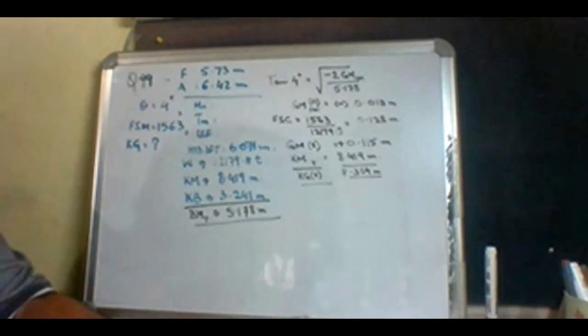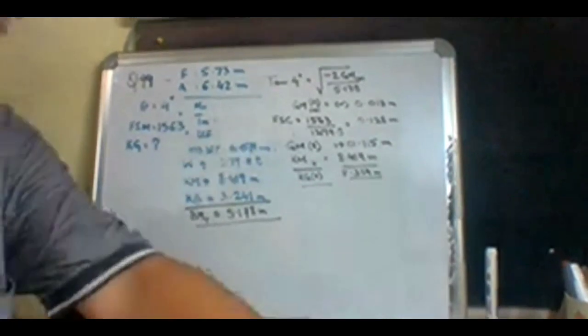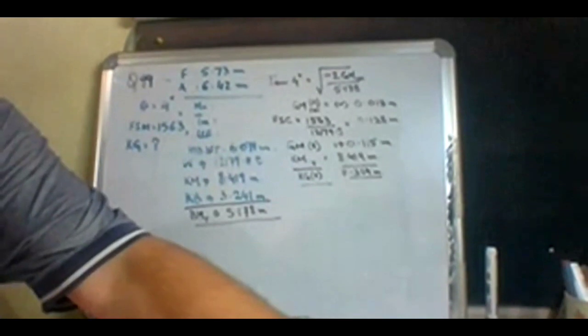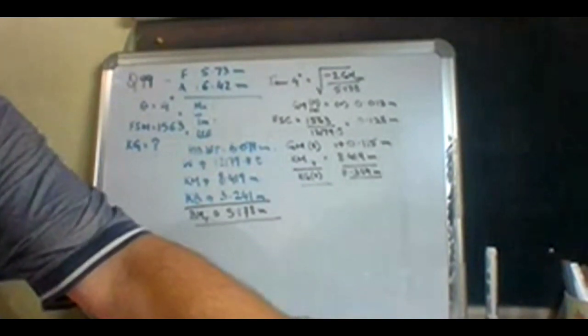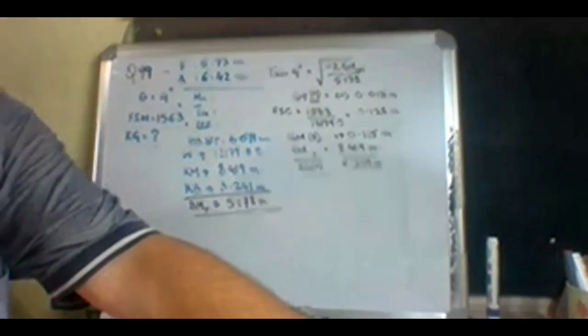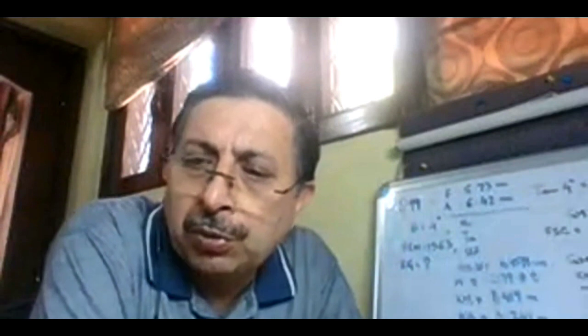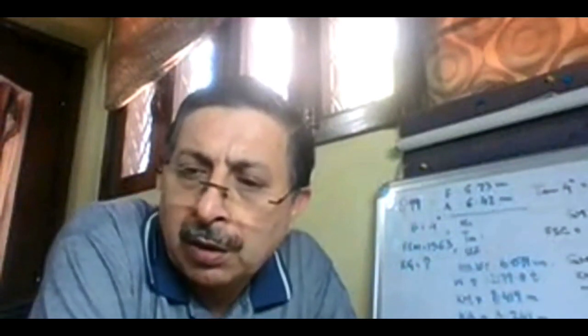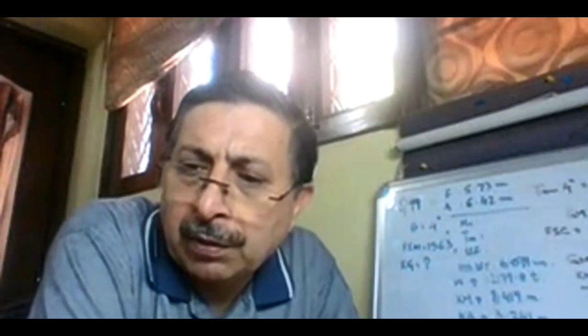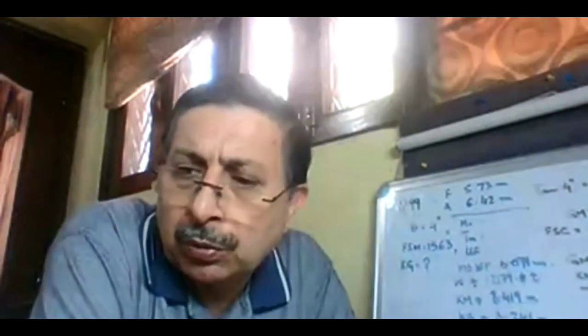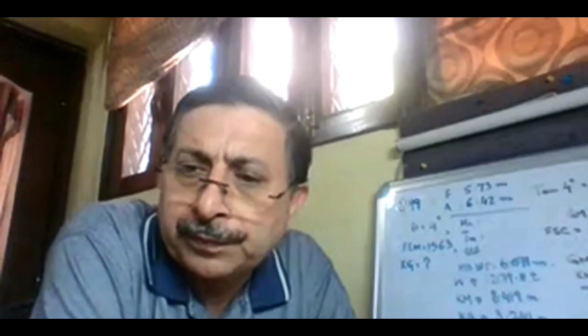Sir, in this Phase 1, from where to where is it? In MV Hindship, up to how many questions is our syllabus? As far as stability is concerned, up to question number 99, and then it goes into the grain cargo calculations.